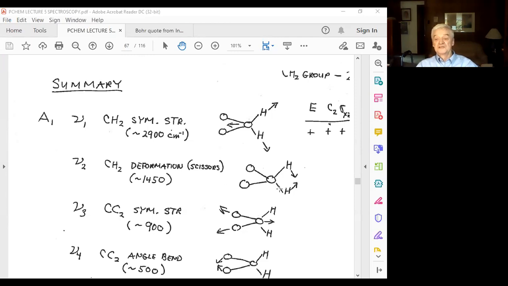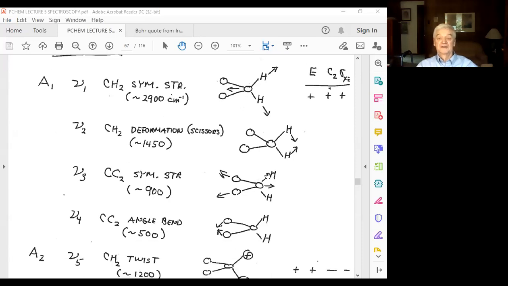This is called a scissors, and you can see why. Actually, in journal articles, it's typically called a CH2 deformation. This is at about 1450 wave numbers. This is about 2900 wave numbers.